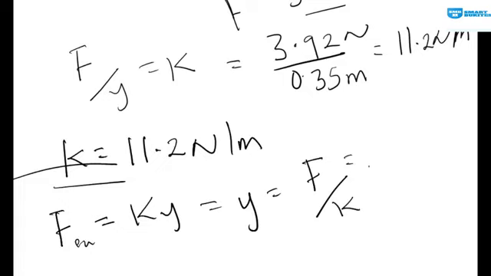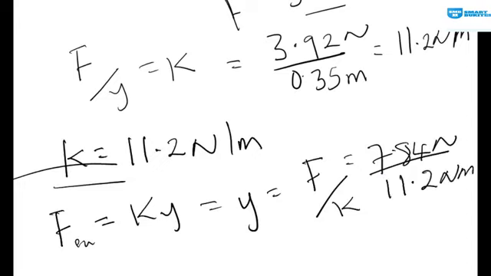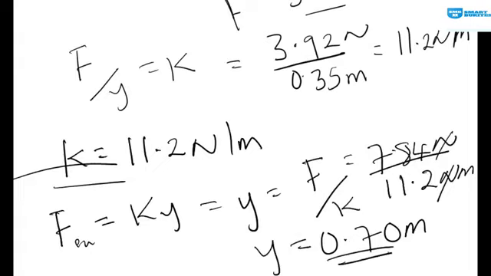k, which is equal to, if we multiply our force by 2, we get 7.84 Newton all over k, which is 11.2 Newton per meter. And if you press it well in your calculator, you get 0.70 meter, because Newton will cancel with Newton. This is the distance, which is y is equal to 0.70 meter. This is it.